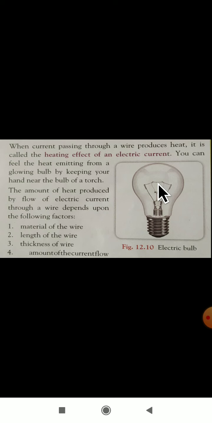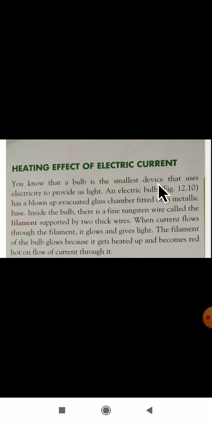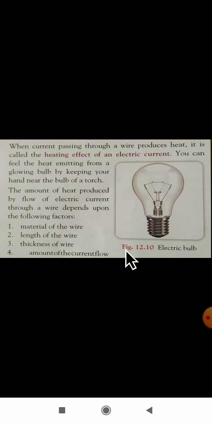Dear students, you have observed that when your bulb is on, if you touch it you will feel that it is very hot. I hope you have observed. That is what they have mentioned. When a current flows through the filament, it glows and gives light. Only when the current flows through the filament do we get light. The filament of the bulb glows because it gets heated up and becomes red hot on flow of electric current.